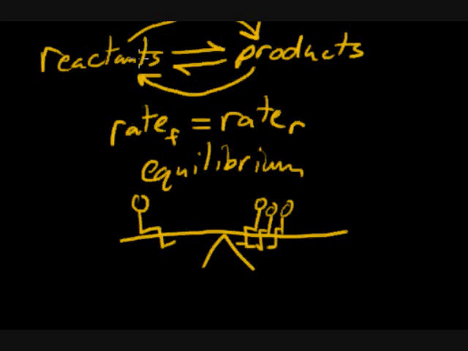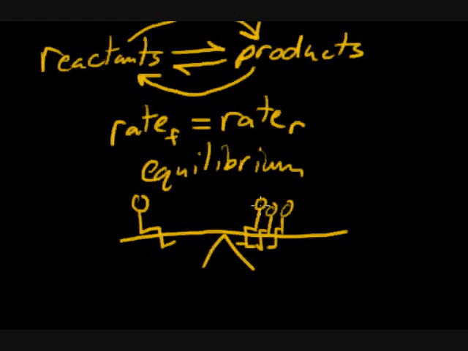Same thing with equilibrium in a reaction. The reactants can be heavier, or the products can be heavier. In other words, you can have more reactants or you can have more products. But the key is that the rate forward equals the rate reverse. Just like where these three people are positioned allows them to be at equilibrium with the one person positioned on the seesaw on the other side.